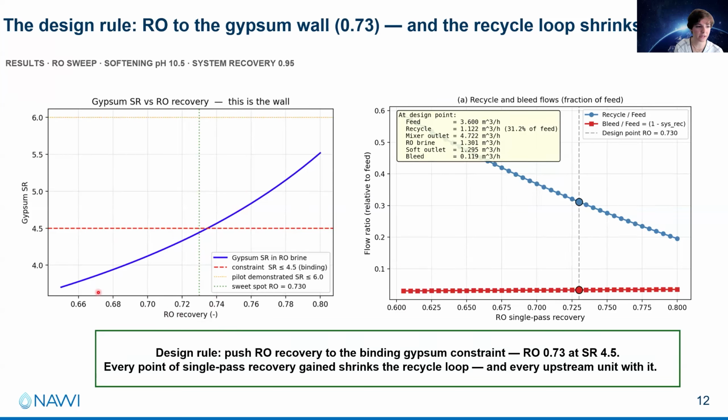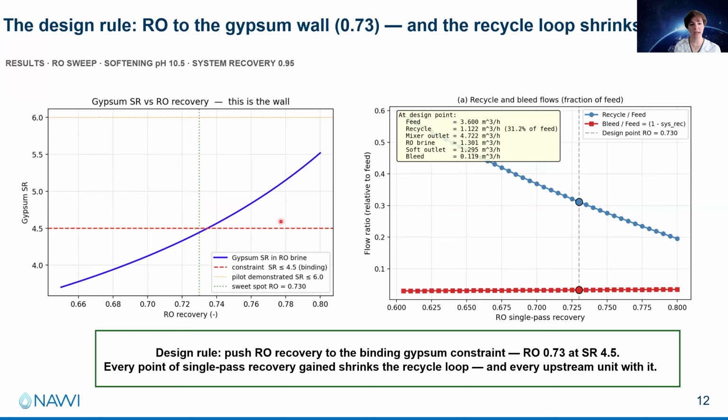On the left graph, you will see the RO recovery and the gypsum supersaturation, the saturation ratio. At this point we have the sweet spot, meaning we are at an RO recovery of 73% and still meeting a gypsum supersaturation of 4.5, which was an input from industry, tested in their pilot. They could go up to a high 5 or 6 supersaturation for gypsum to minimize the size of their plant, but we stayed at the cap of 4.5 to be on the safe and resilient side of gypsum scaling control.